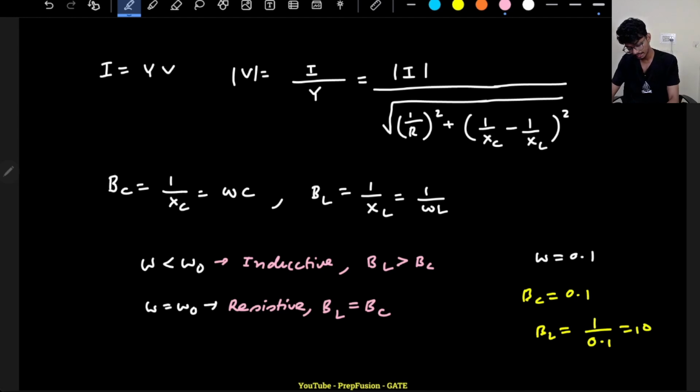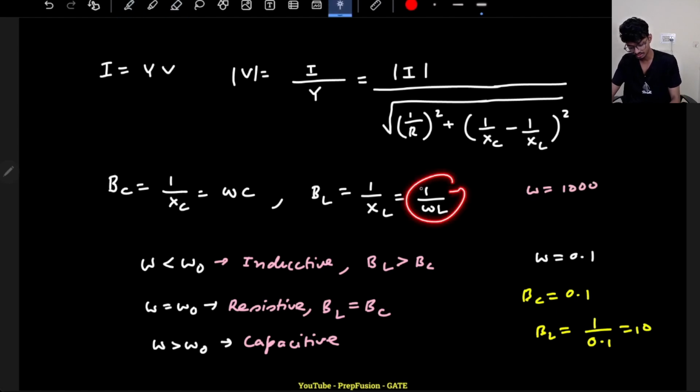And at omega greater than omega naught, what is happening? My circuit is capacitive. I can prove it to you as well. If omega is very high, let's assume omega to be 1000, this will be 1 by 1000 and this will be 1000 into C. So of course which one will be greater? This will be 0.001, this will be 1000 times something. So of course your BC will be greater than BL.